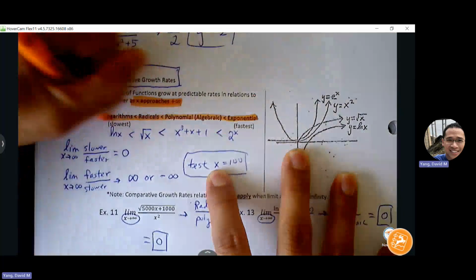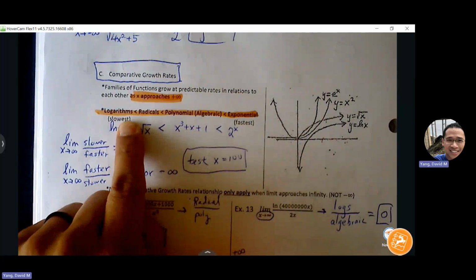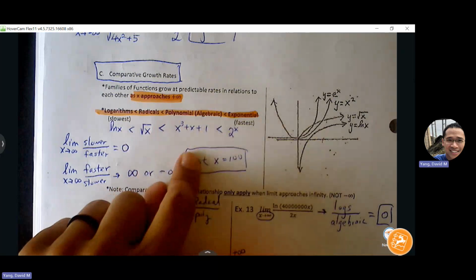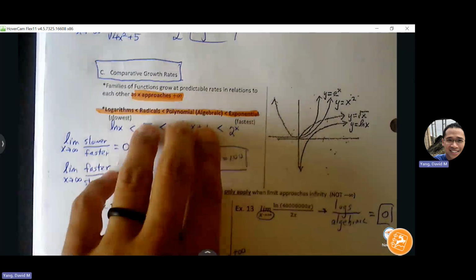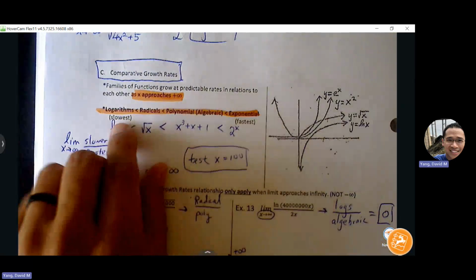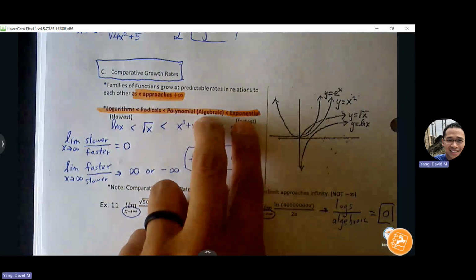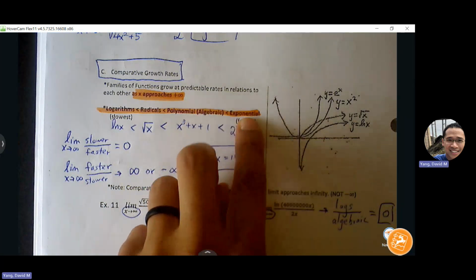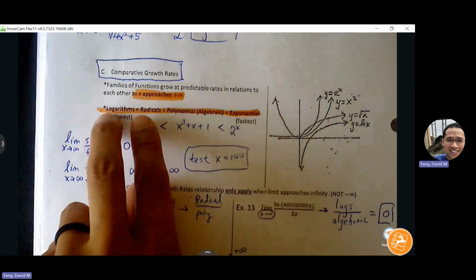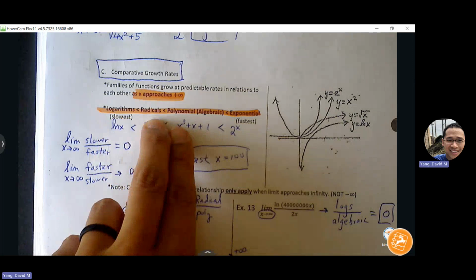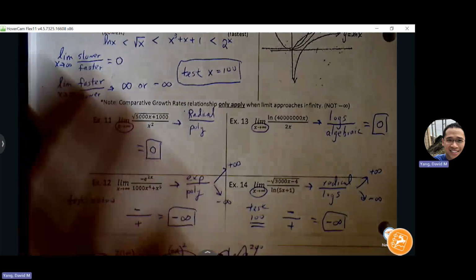So hopefully you find this pretty easy. I think the only thing you have to make sure you know is the relationship: logs is slowest, then radicals, polynomials, exponentials. Students tend to have an easier time with polynomial and exponential. Exponential is the fastest, polynomial is next. They sometimes get the logs and radicals mixed up. So just think alphabetical order, logs before radicals.